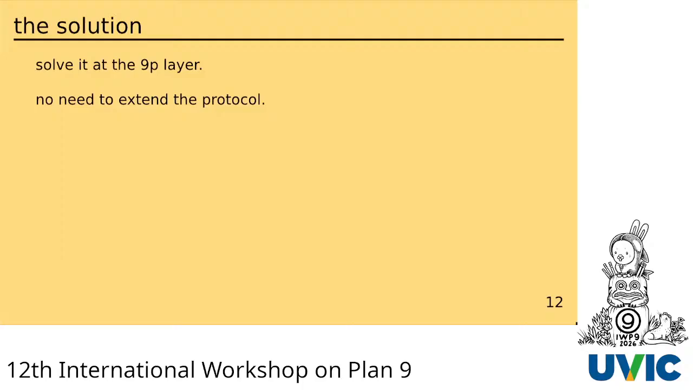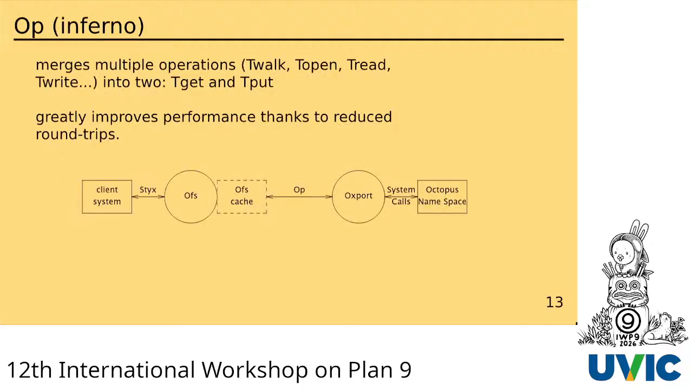So a previous protocol, Op, for the operating system Inferno, attempted to solve the same problem by merging multiple operations, twalk, topen, tread, and twrite, into two operations, tget and tput. It also didn't exactly change the 9P protocol because it created two programs to talk between the client and the server, which are Ofs and Oexport. Now, the protocol worked well. It reduced the round trip problem that 9P faces at the loss of FIDs, which has both its positives and negatives.